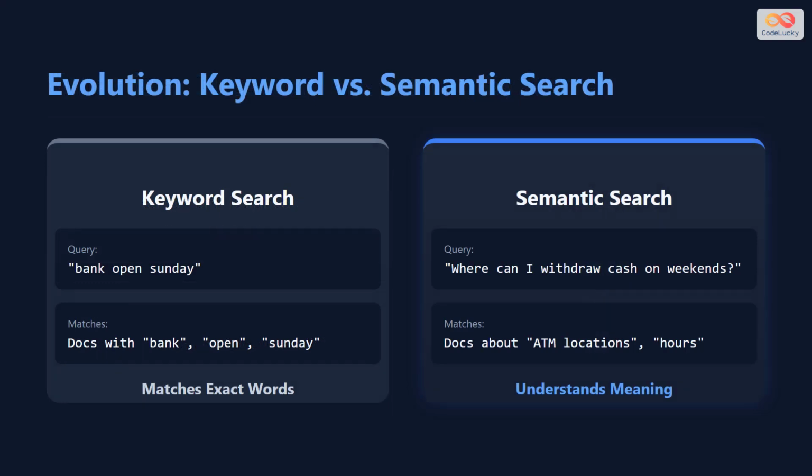To understand where we are today, we need to look at how search has evolved. Traditionally, we used keyword search. If you searched for bank open Sunday, the system looked for those exact words. But today, we use semantic search. This allows the computer to understand the meaning behind your question. It knows that if you ask about withdrawing cash, you are probably looking for an ATM or a bank, even if you didn't use those exact words.